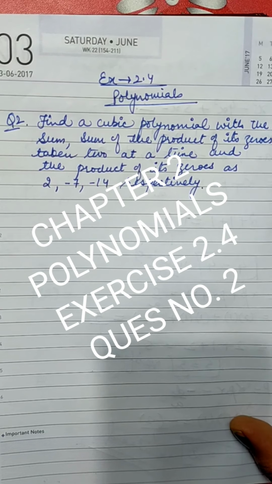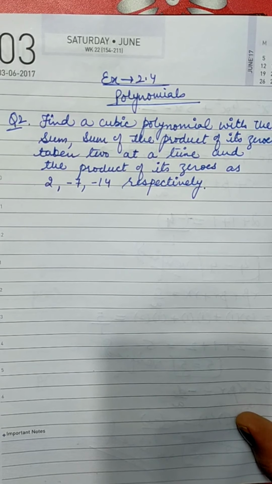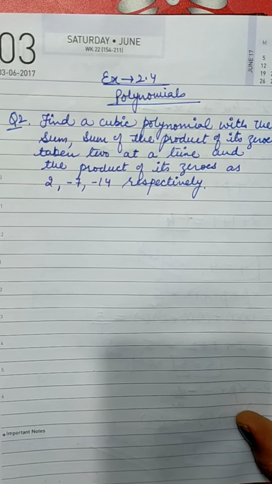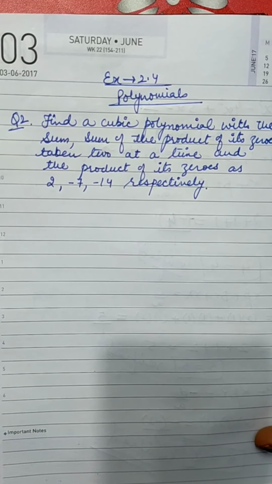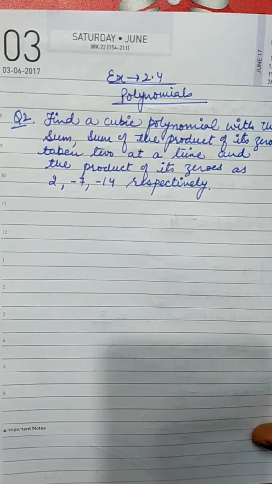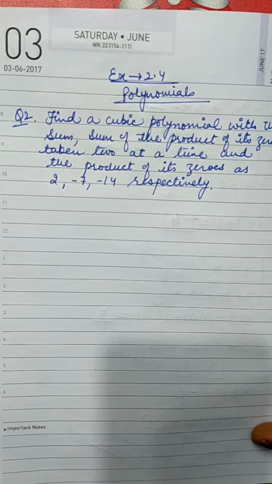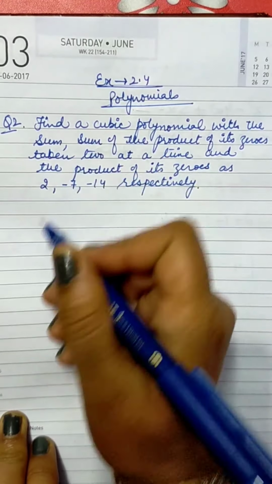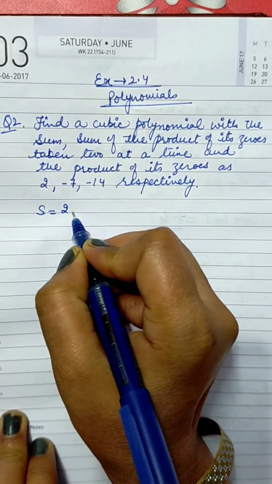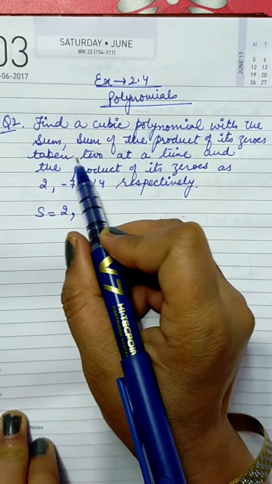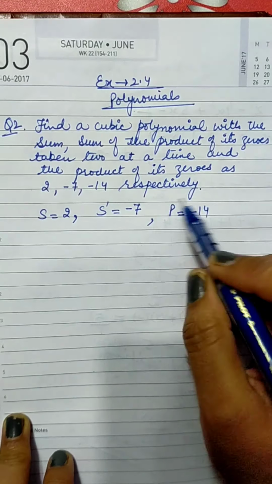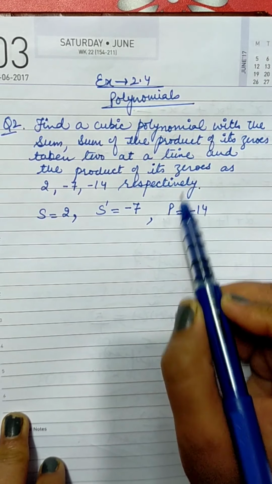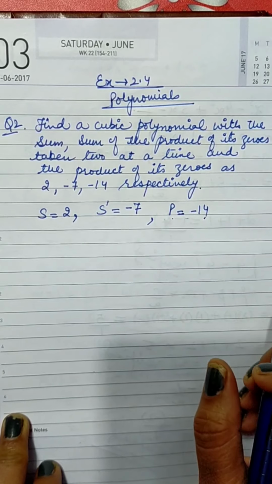This is the second question now. Find a cubic polynomial with the sum of the products of its zeros taken 2 at a time, and the product of its zeros, as 2, minus 7, minus 14. You have to read this kind of question very carefully, whether you have been given the sum of zeros, s, or s dash, or p. In this question we have been given the sum, that means s, that is 2, then the sum of the product of its zeros taken 2 at a time, that means he is talking about s dash, and this is given to be minus 7, and the product of its zeros, that is p, which is equal to minus 14.